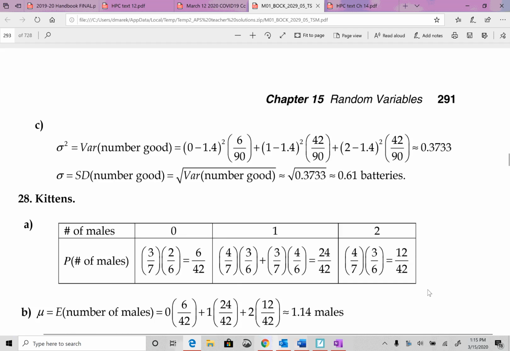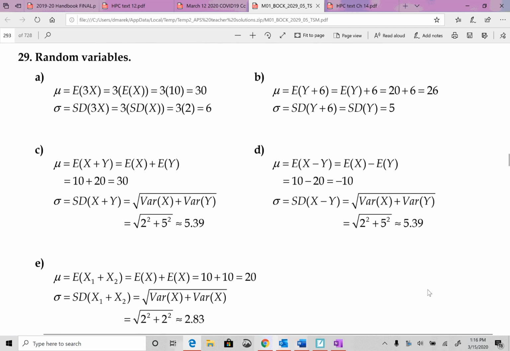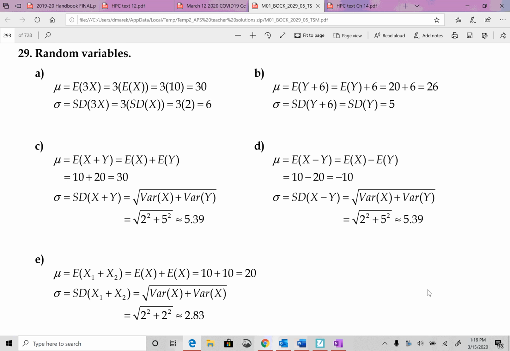For number 29, again, this is just dealing with the fact that when you multiply, that scale factor changes the mean and the standard deviation. So for part A, you multiply both of them by 3 and we're good. When you add, it only changes the mean.